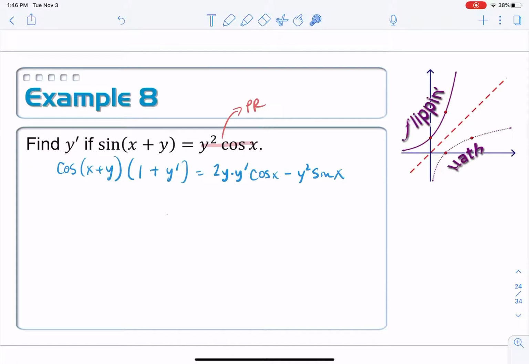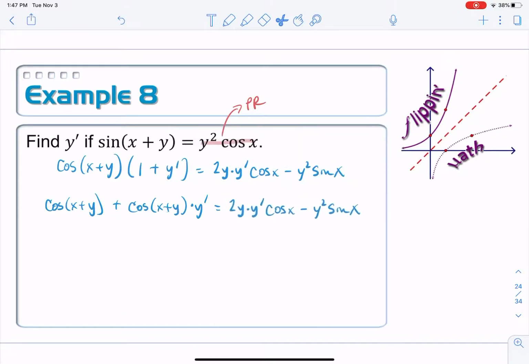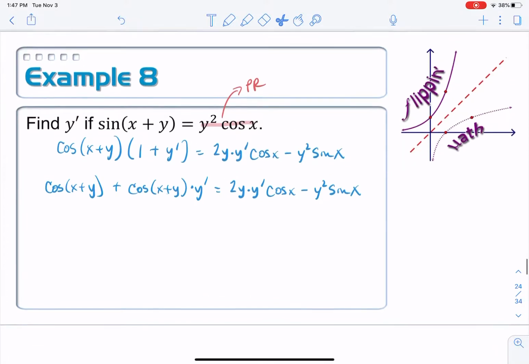Now what we have to do is isolate this y prime term. There's one over here on the left side and one on the right-hand side. Before I can get both of them on one side, I'm going to have to distribute this cosine of x plus y through the parentheses. So I've got cosine of x plus y times 1, and then plus cosine of x plus y times y prime, and then just copy and paste the right-hand side over here.